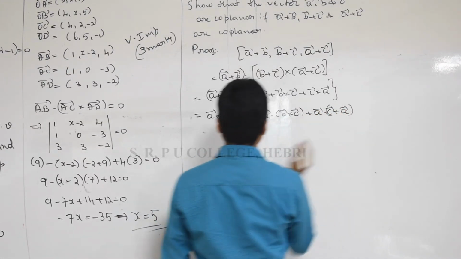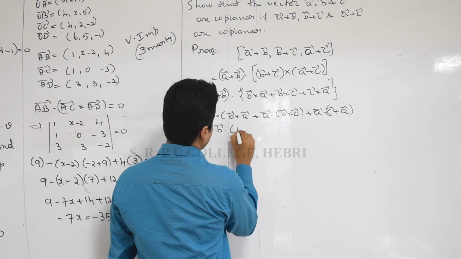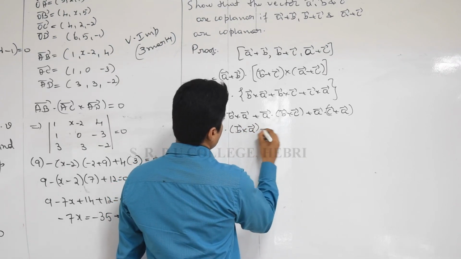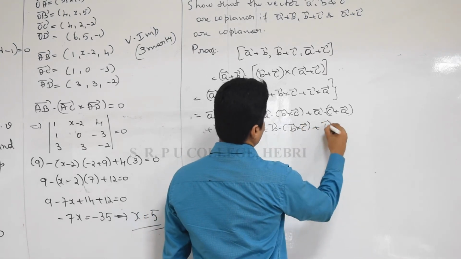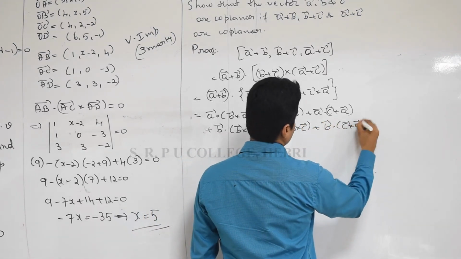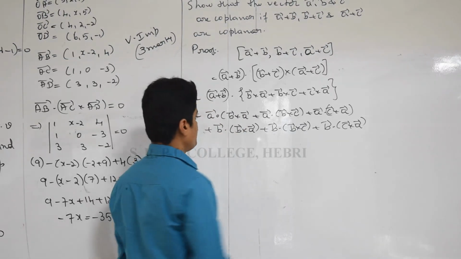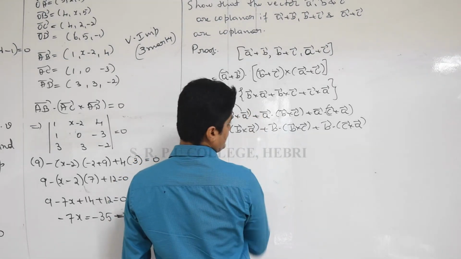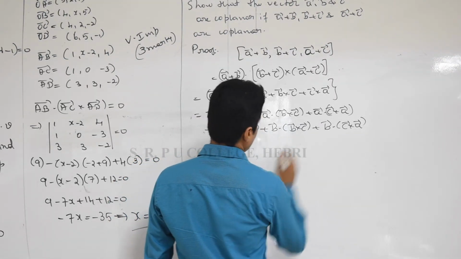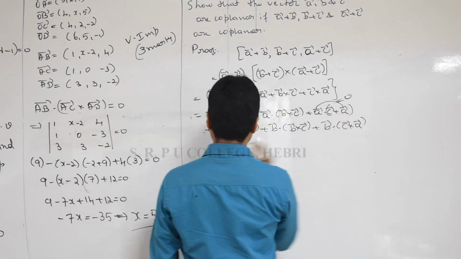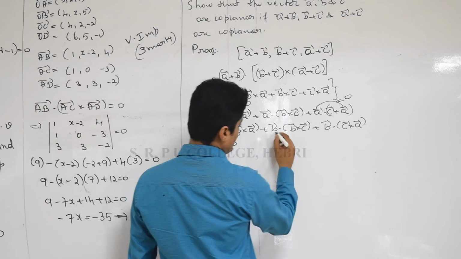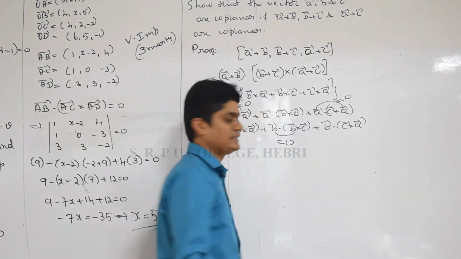Then when b is multiplied, plus b dot b cross a plus vector b dot b cross c plus vector b dot c cross a. Correct? Now observe carefully. Here two vectors are collinear, so it cancels to 0. Here also two vectors are collinear, 0. This is equal to 0. This is also equal to 0. Here also 0 because collinear. So the first and last remain.